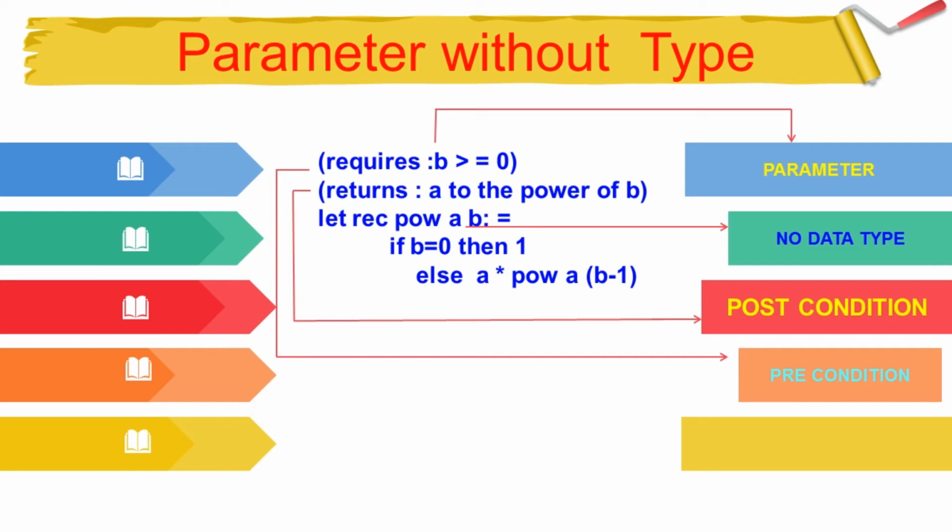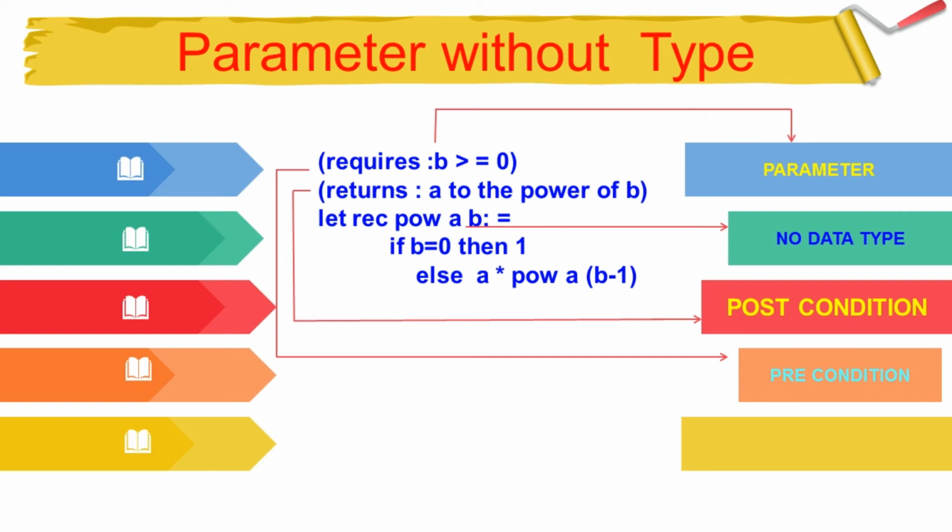Let rec power, that is recursive power, a b colon equal to. Here a and b are the parameters. Here a and b do not declare any type, whether it is an int or float, etc. Next to b no parameter type is given, and for the output also nothing is said about which data type it should be. If b equal to 0 then 1, that is the condition.